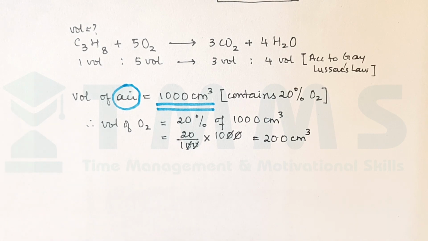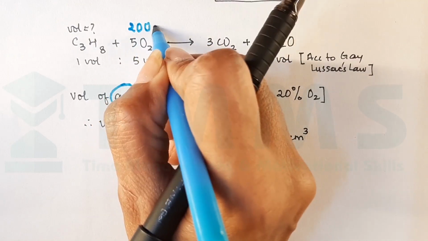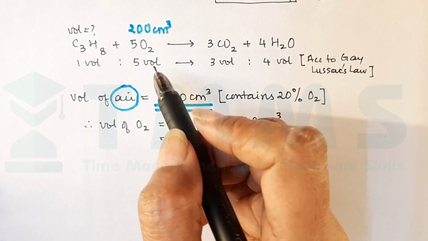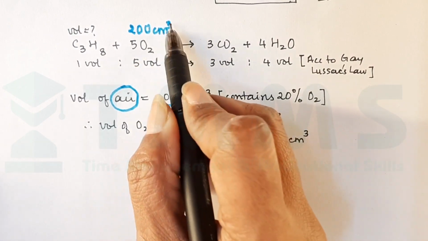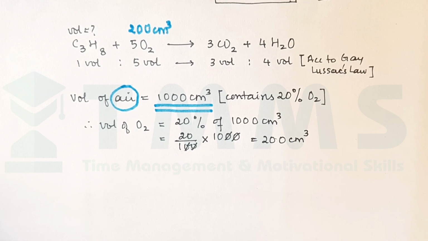oxygen. Now this volume of oxygen that we have, we will write here on top of the oxygen in the reaction. So what does this give us? It gives us 5 volumes is equal to 200 centimeter cube. And now can you find how much is 1 volume? Can you? Yes, right? So you're going to do just that. I'm going to give you time starting from now, and you are going to complete this on your own.